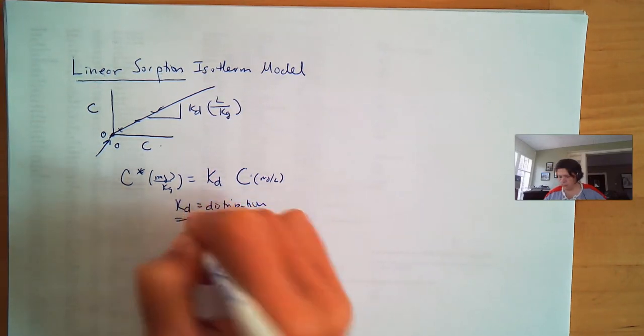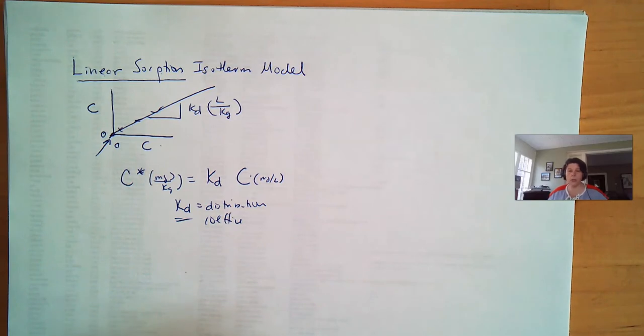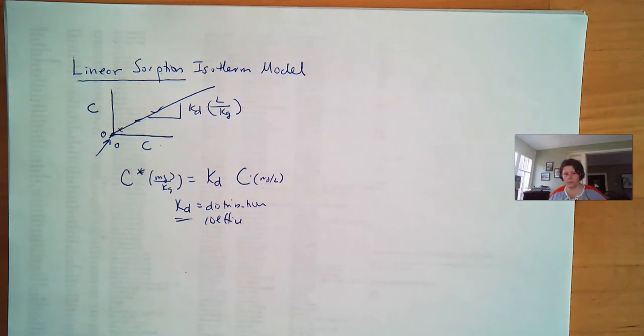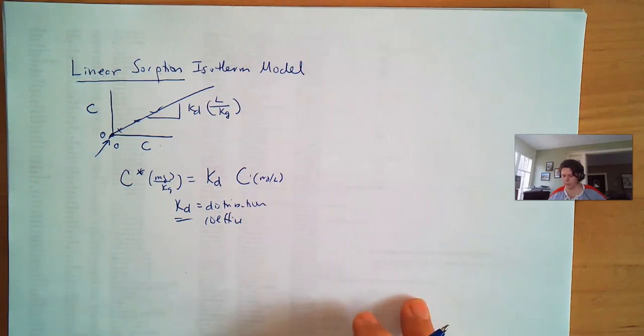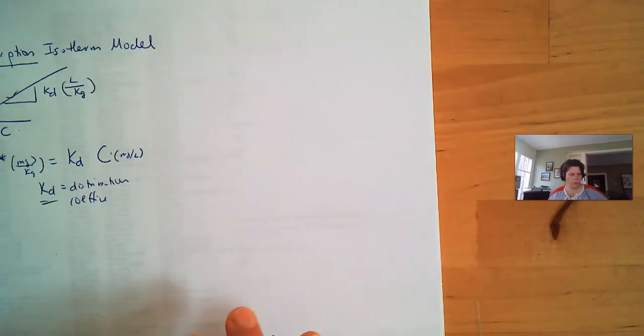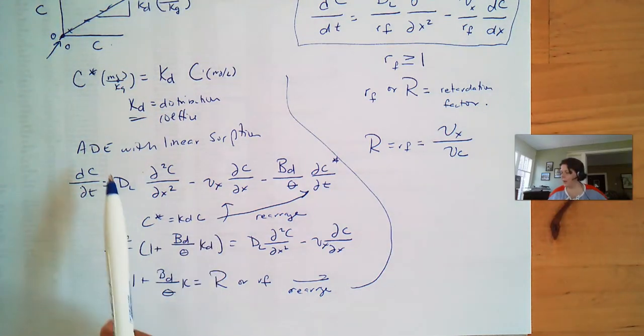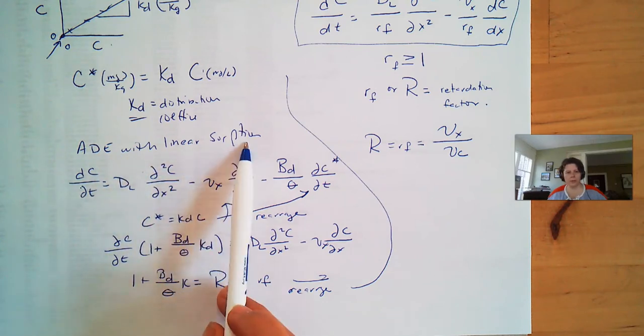I think we've had some papers where we looked at KD. Most solute and soil combinations fit this model, especially at low concentrations. At low concentrations we can figure out the KD, and a lot of times you'll see those in papers. So the advection dispersion equation with linear absorption, I can show you that. Hold on one second. I just wrote it up because we've written this up quite a few times.